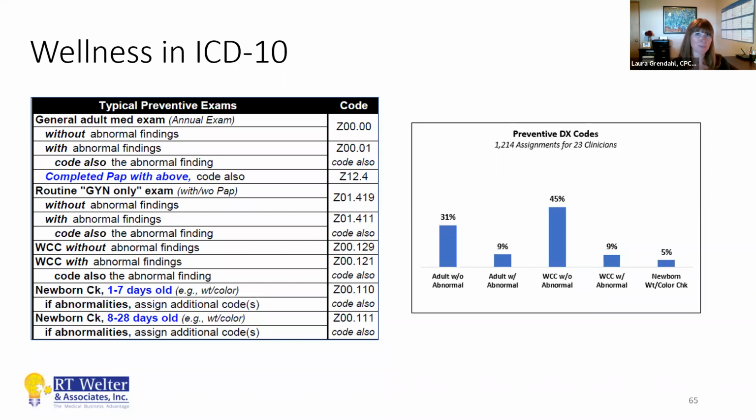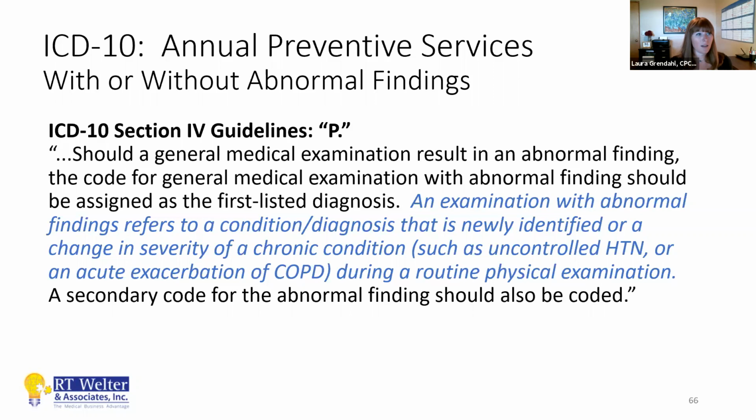But if a patient comes in and they sit down for the exam, the provider listens to their lungs and hears a little bit of wheezing, that's going to be with abnormal findings. We need to figure out what that wheezing is. Is this something that is new? Does the patient know about it? Are they aware of it? What's going on here? This is something new to the provider. It's something that we weren't expecting. ICD-10 annual preventive services with or without abnormal findings. Again, that's just a good example.